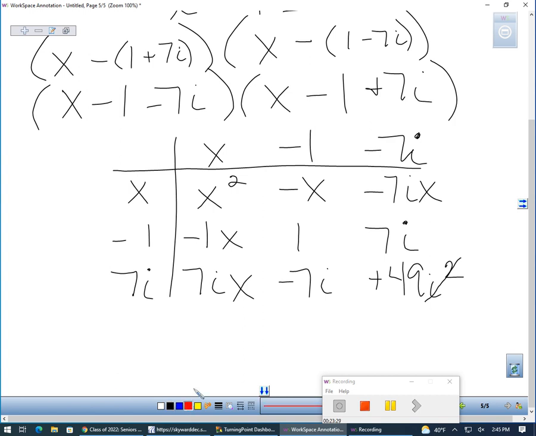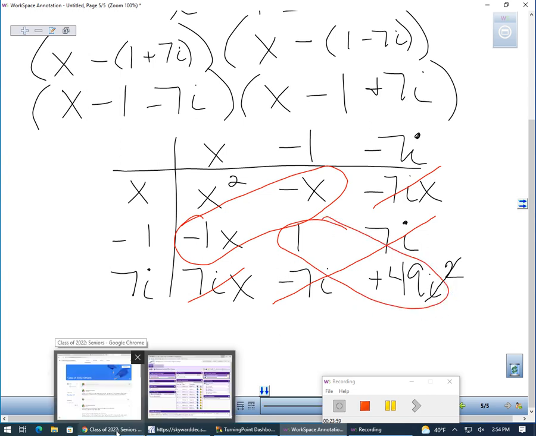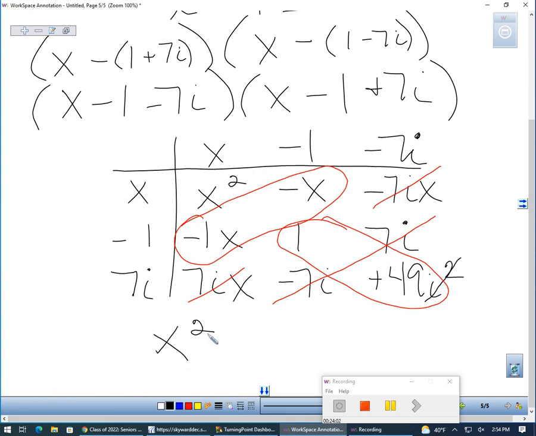Now, you'll notice this diagonal. We have negative 7i and positive 7i. Those cancel. Our middle diagonal, we have a negative 7ix and a positive 7ix on the outsides. Those cancel. Okay? So you'll notice every single one of these that are like this diagonal adds together, and this diagonal, because it's special, goes this way. So our final trinomial would be x squared, negative 1x and negative 1x is negative 2x, plus 1 and 49 is 50.